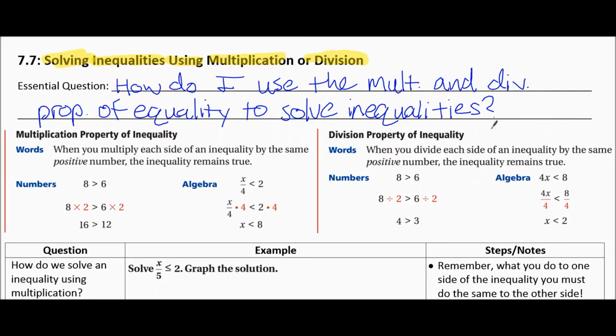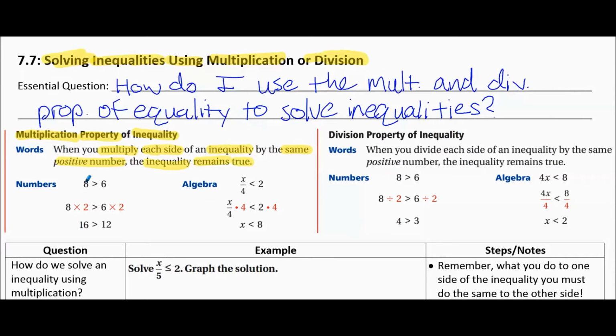Okay, but in all seriousness, how do we use the multiplication and division properties of inequalities to solve inequalities? Well, multiplication property of inequality. Let's think about it in words. When you multiply each side of an inequality by the same positive number, the inequality remains true.